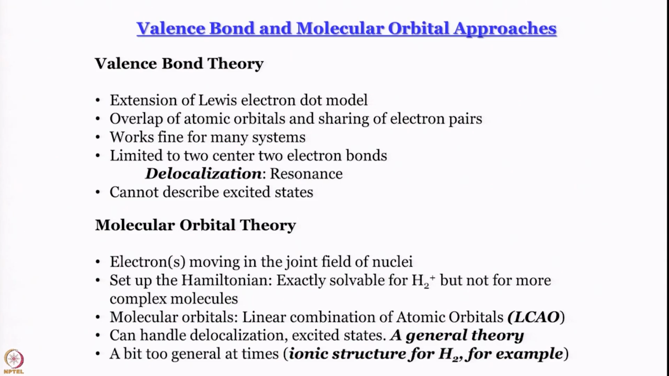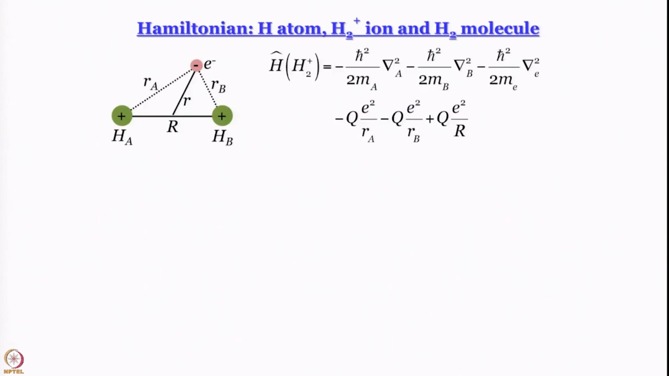Perhaps I might seem like I am talking in riddles, because I said the same thing for VBT. What is an advantage is also a disadvantage. I am saying the same thing for MOT. But it is true, that is how it works. An unchecked advantage can sometimes become a disadvantage, as we will see that sometimes it is a bit too general. The ionic structure of H2, for example, is grossly overinterpreted if you use molecular orbital theory, but that will be the story for another day.